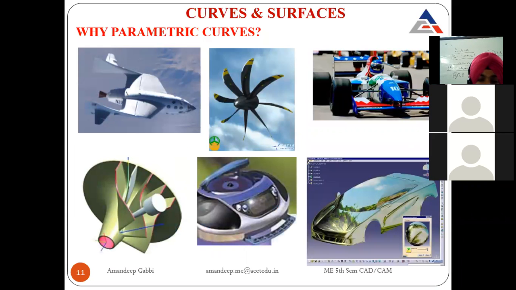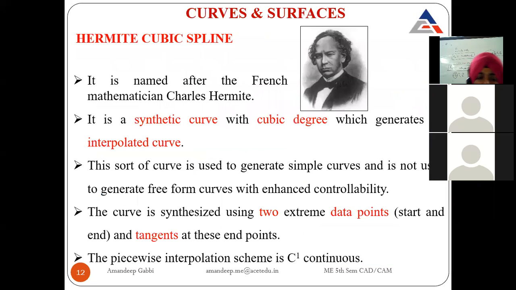These are some of the diagrams that show the use of a parametric curve. These curves are basically of three types that we have to study: Hermite cubic spline, Bezier curve, and B-spline curve. Moving on to the first curve, that is the Hermite cubic spline. We will try this first part.